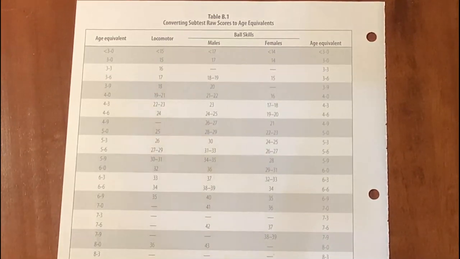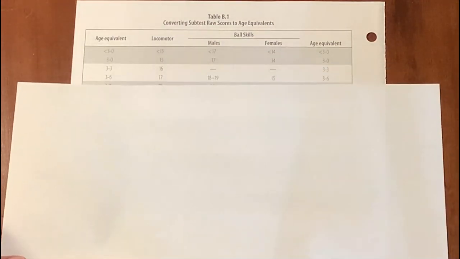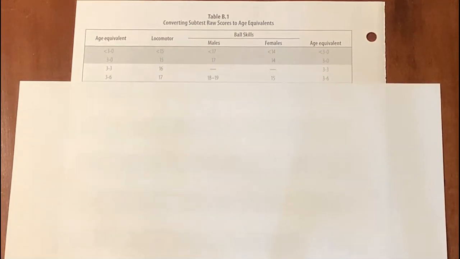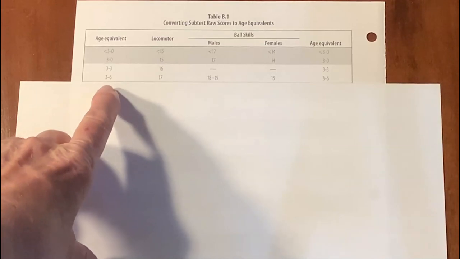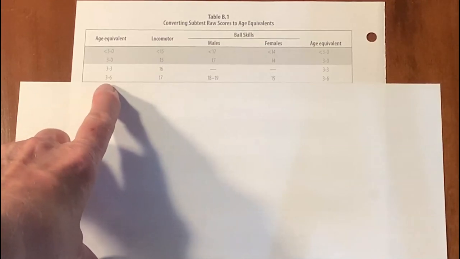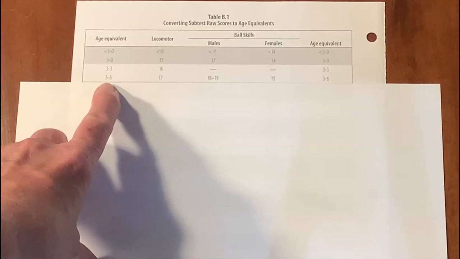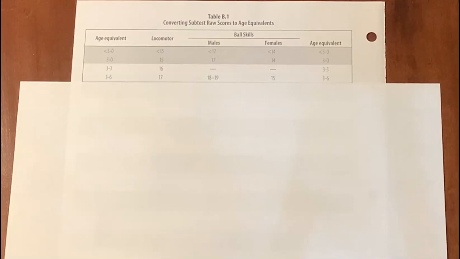So clearly we're looking for a male, and the locomotor raw score was 17. I like to block off all of the unused parts of the table just to make it easier and more accurate for me. So I identified the 17 raw score for the locomotor, and I move over to the age equivalency, and I find 3 years, 6 months. That is the age equivalency that I will put on the front of the record form.